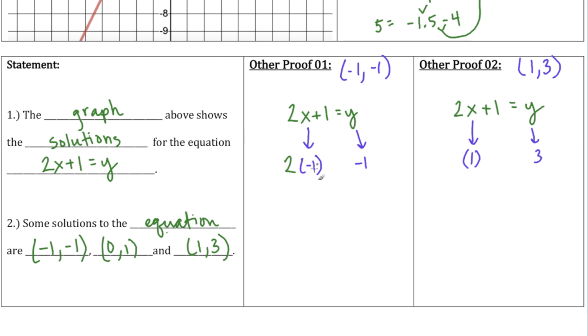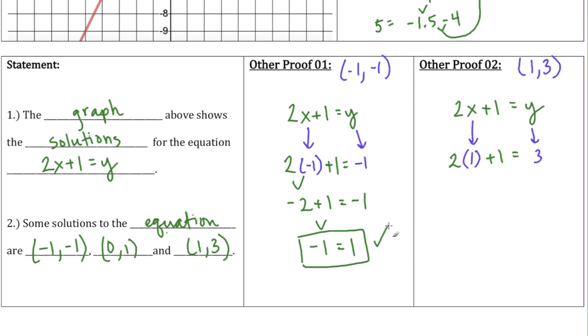Okay, so 2 times -1 plus 1 should give me -1. 2 times 1 plus 1 should give me 3. Let's see. 2 times -1 is -2. And -2 plus 1, I have 2 negatives, 1 positive, so -1 plus... so I get -1. And that does, in fact, equal -1, so that's good. So I guess I'll just check. And on this one, 2 times 1 is 2. 2 plus 1 is, in fact, 3.